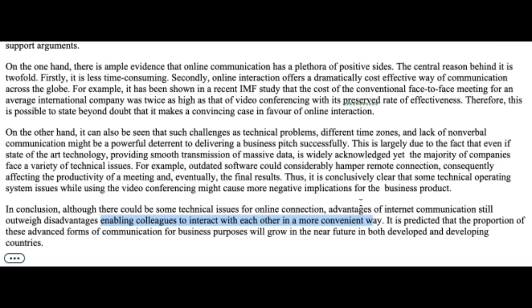It is predicted that the proportion of these advanced forms of communication for business purposes will grow in the near future in both developed and developing countries. Beautiful. Okay.